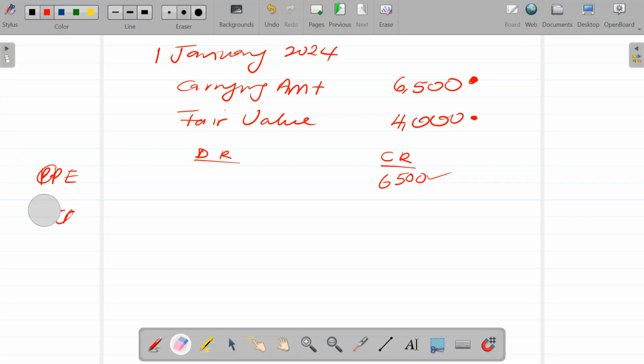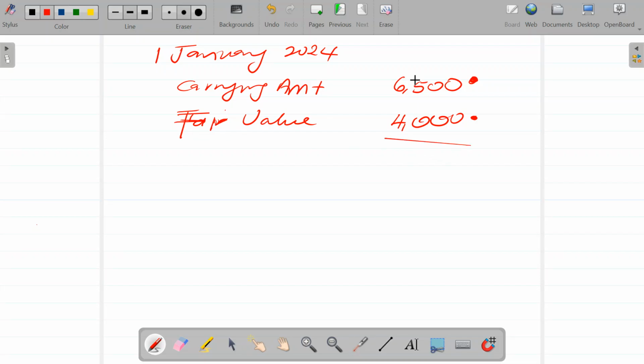Okay, let me do it properly. Here we'll have an impairment of 2,500. This is the impairment. Okay, correct. So that's how the double entry will look.